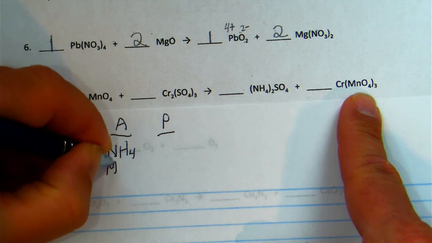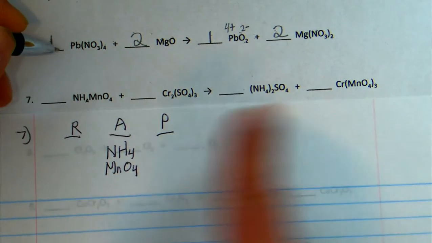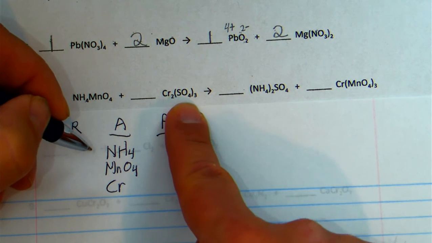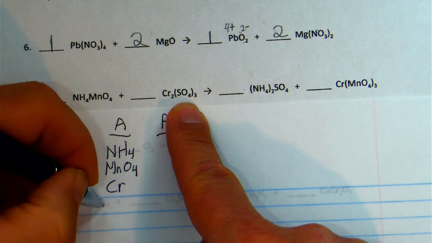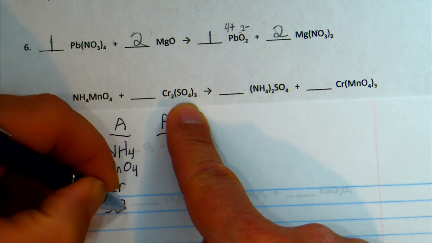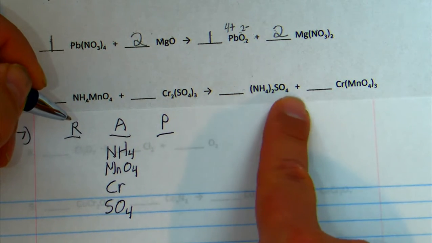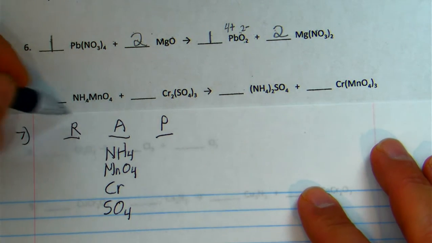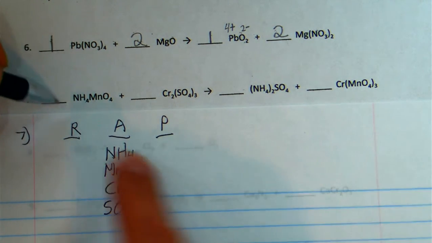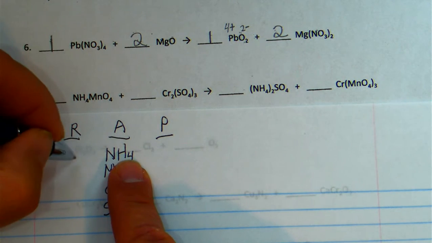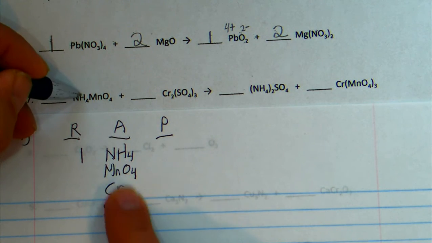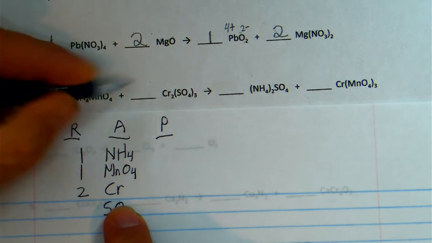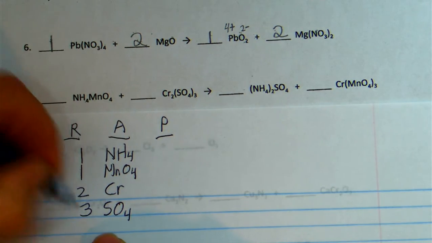So MnO4, the group chromium, and SO4, that one you should kind of recognize is sulfate, another polyatomic ion that remains as a group. Now, tally up how many I have of each. On the reactant side, I see I have 1 ammonium, 1 permanganate, 2 chromiums, and 3 sulfates.